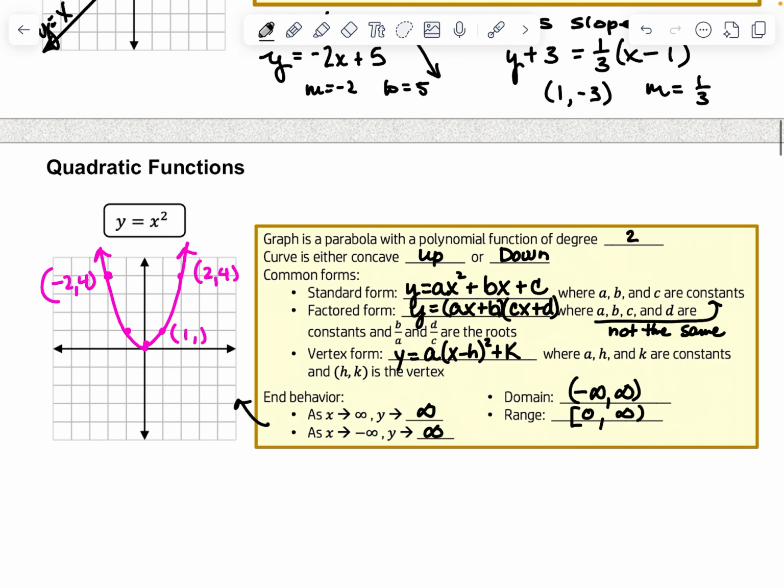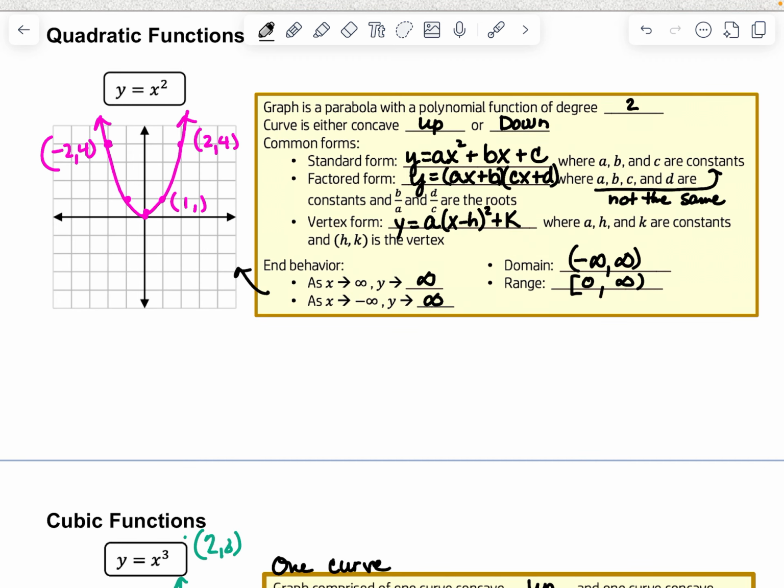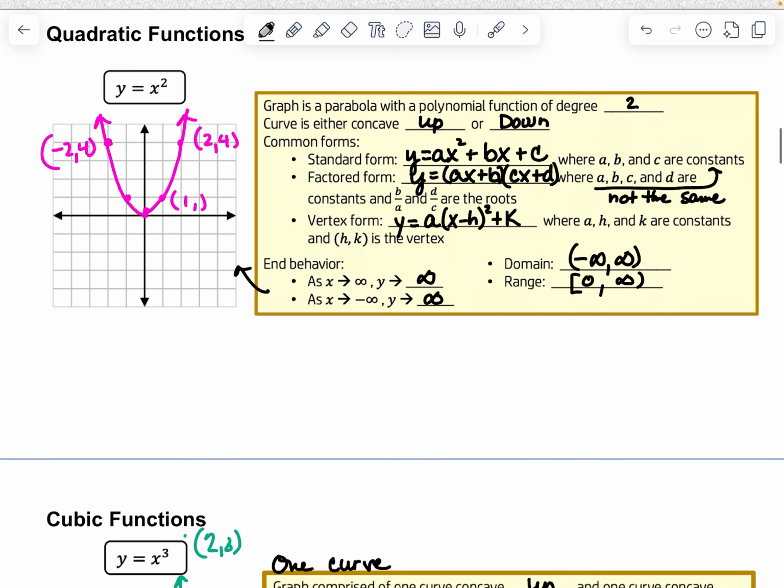It's very similar here. For negative infinity to infinity, we don't include infinity, so that means we're using the curved parenthesis versus the bracket. The bracket means that we are including the 0, and it's heading off to infinity in terms of the range. The range, remember, is the y, and the domain is the x.